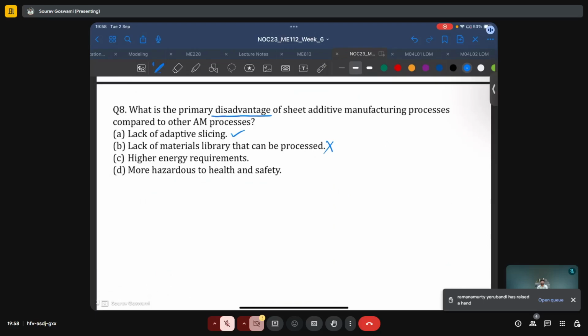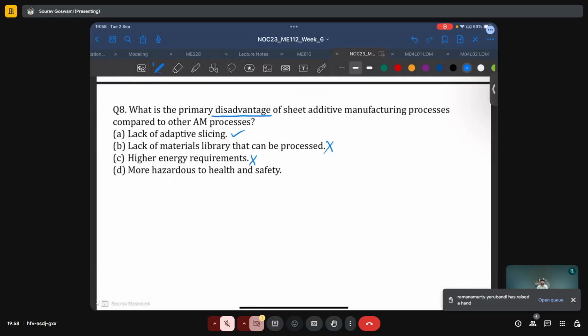Does it have higher energy requirements compared to other additive manufacturing processes? The energy requirements actually are far smaller. I think in the case of ultrasonic consolidation, we also saw that they're estimated to be only 5% of the energy required for conventional fusion welding based processes. The energy requirement for other sheet additive manufacturing processes can also be assumed to be of similar range. And so higher energy requirement is not really associated with it.